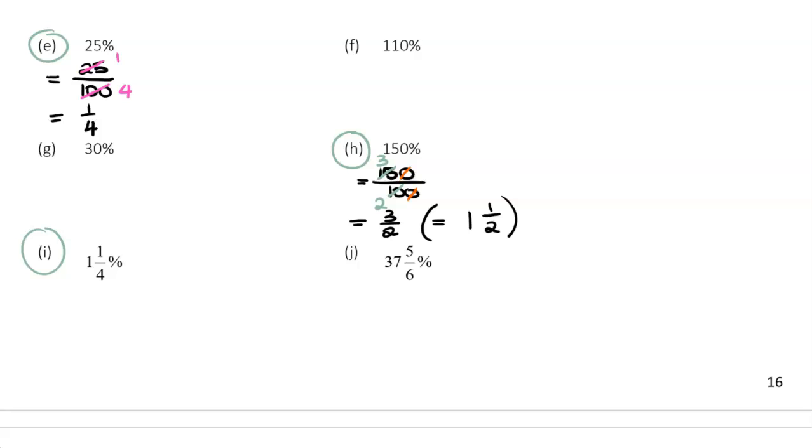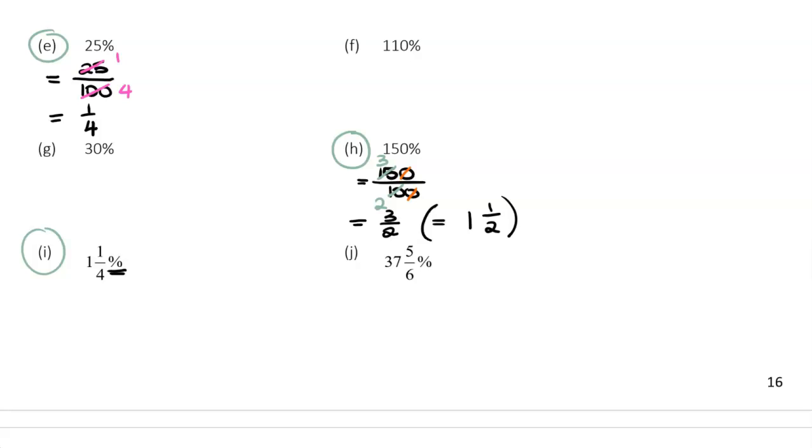Okay, this last one that I'm going to go through, and then I want you to attempt the other ones yourself. We've got 1 1/4% though. Now you might think this is already a fraction, but it's got a percentage sign there. So we need to do exactly what we would normally do. We need to divide it by 100. Now the problem is, when we deal with mixed numerals, things get a little bit messy. So we actually want to change this to an improper fraction first. That's why I like them so much.